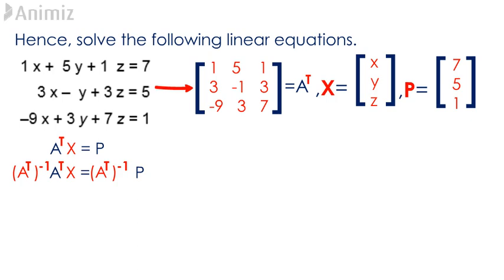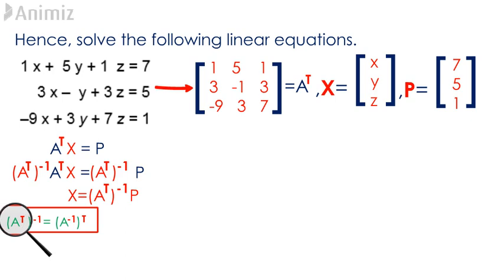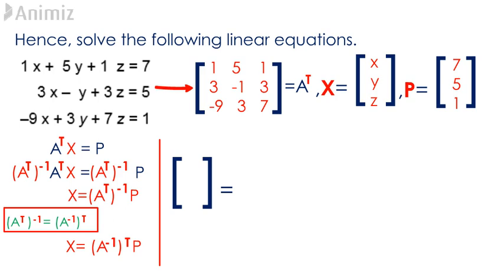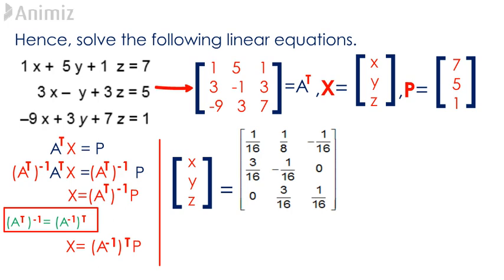Multiplying both sides by the inverse of A transpose leaves us with X equals the inverse of A transpose times P. Do take note that the inverse of A transpose is equivalent to the transpose of A inverse. So, we rewrite this as X equals A inverse transpose times P. We substitute X with the matrix containing the elements x, y, z.